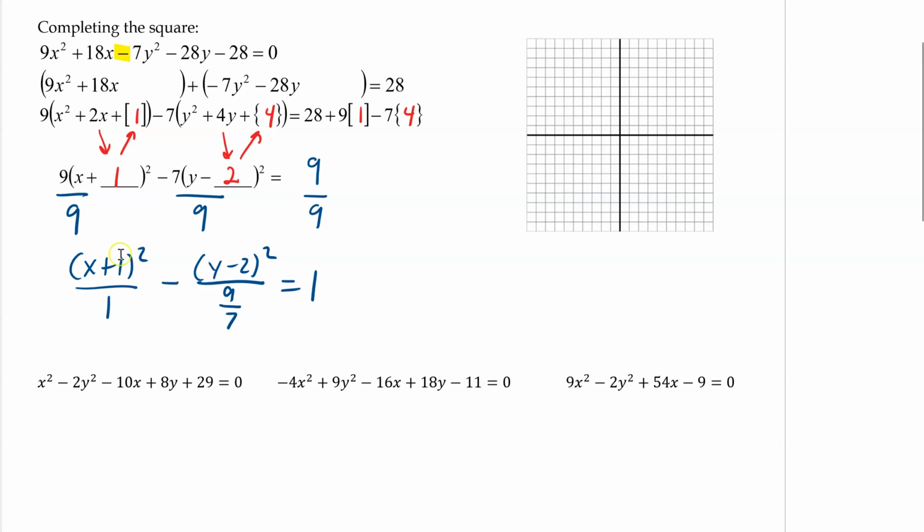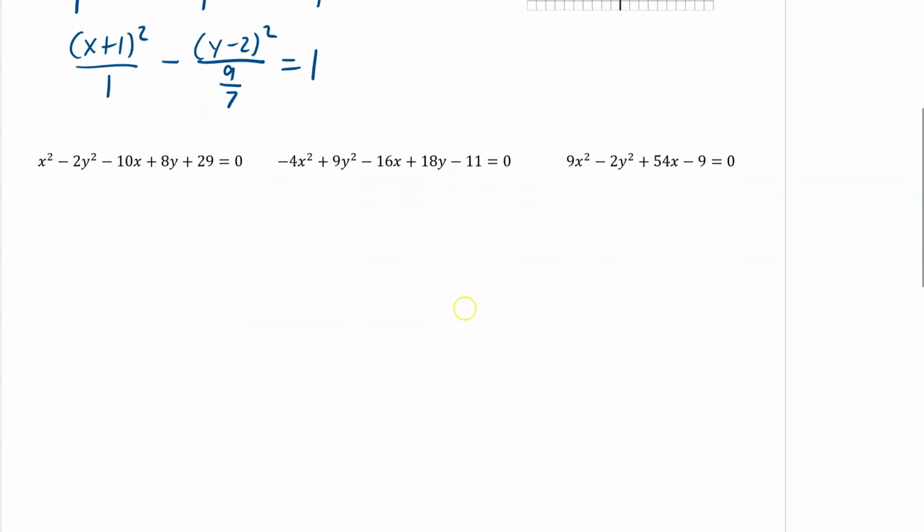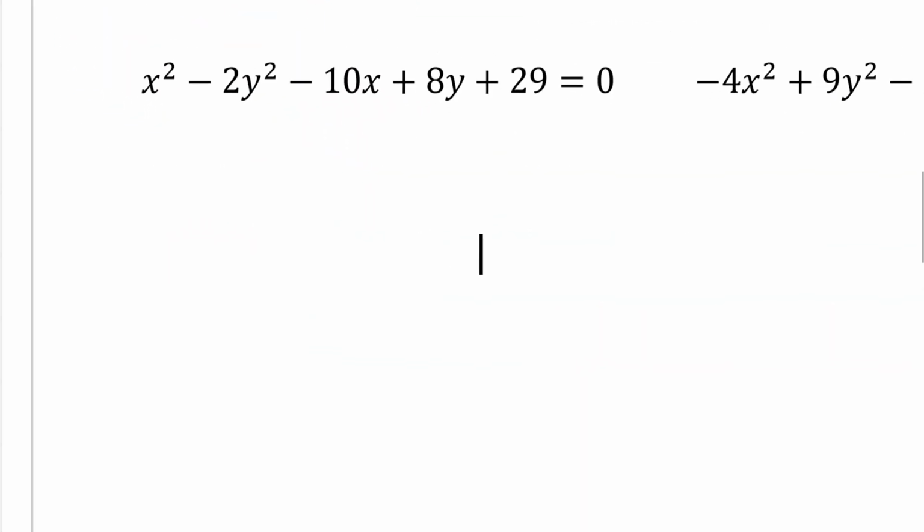And then now we can pull out our center and our a and b, and we graph it if we want to, but this is horrible, so we'll use a graphing utility to do it. Same with the foci and everything else. So let's try another one. So let's look at this next one.